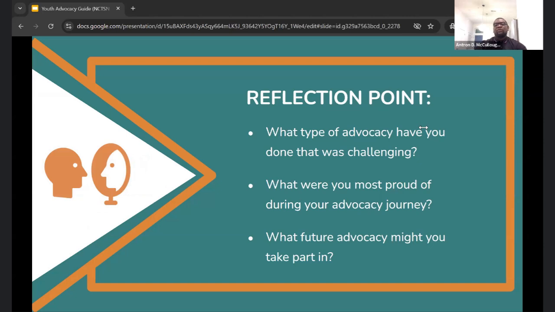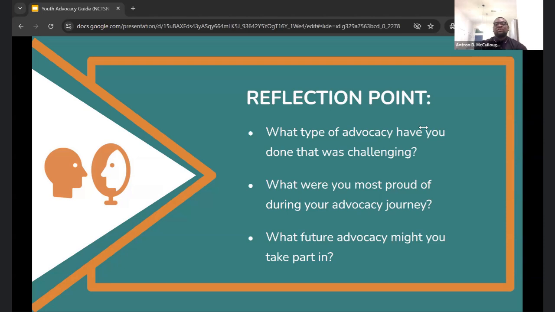Trauma-informed advocacy is a critical approach that recognizes the pervasive impact of trauma and integrates this understanding into all aspects of support and service provisions. Let's look at these reflection points. What type of advocacy have you done that was challenging? What were you most proud of during your advocacy journey? And what future advocacy might you take part in?